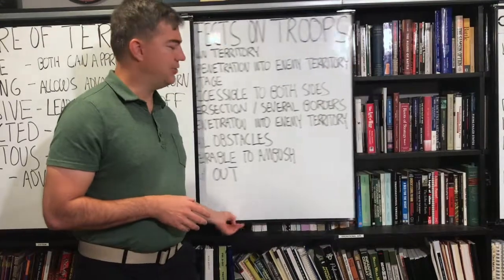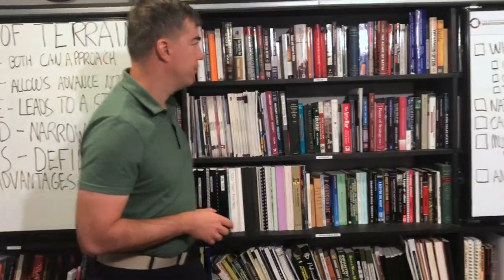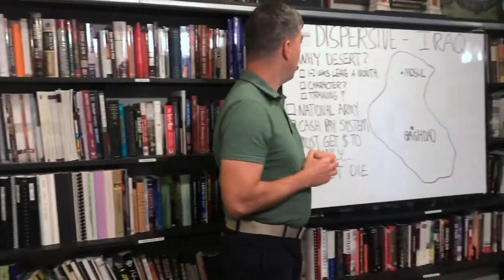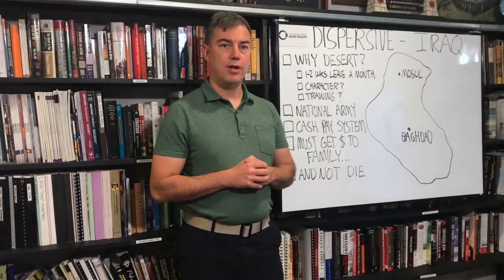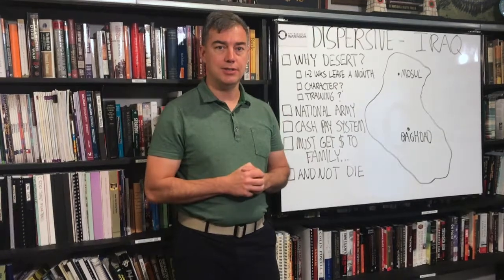Now let's take a look at an example from Iraq. Okay, so I'm going to talk about dispersive terrain. First, let me just read to you what Master Sun and the commentary says about that terrain.